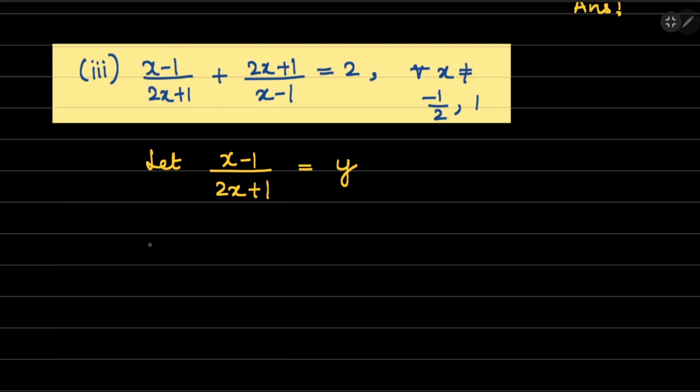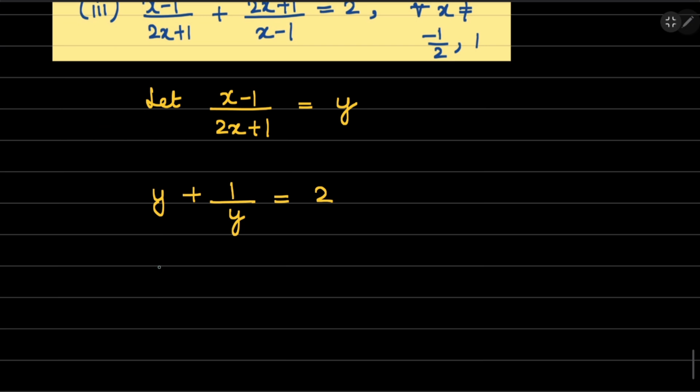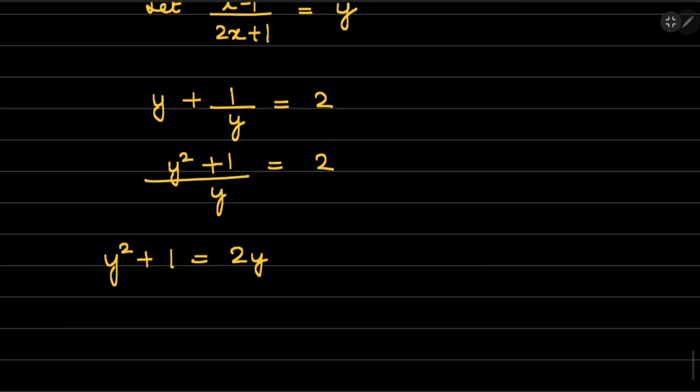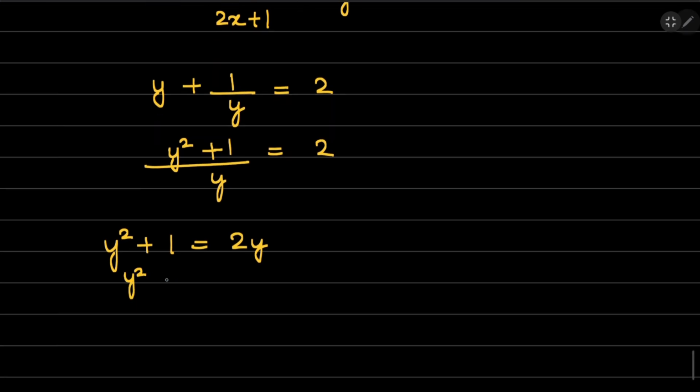So here, if you are taking the first term as y, the second term would be 1 by y equal to 2. Okay, take the LCM. So you have y square plus 1 by y is equal to 2. Cross multiply, what do you get? y square plus 1 is equal to 2y. Or you can have y square minus 2y plus 1 equal to 0.